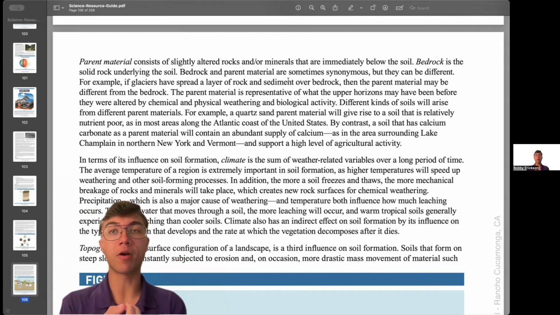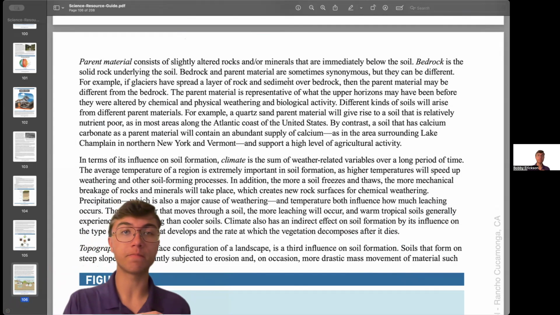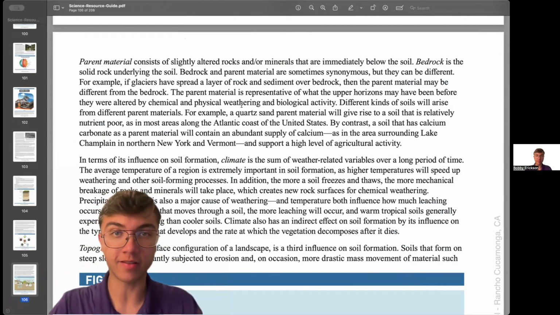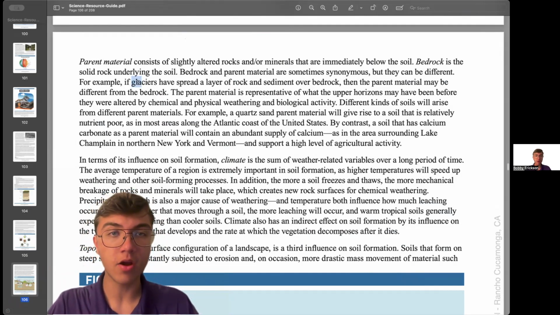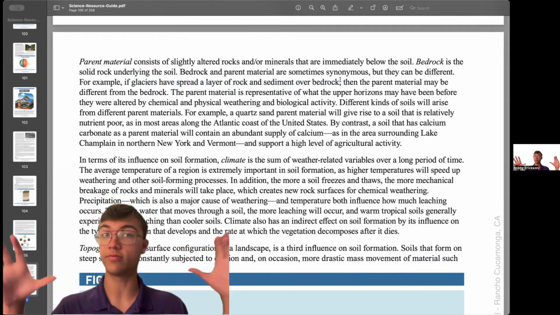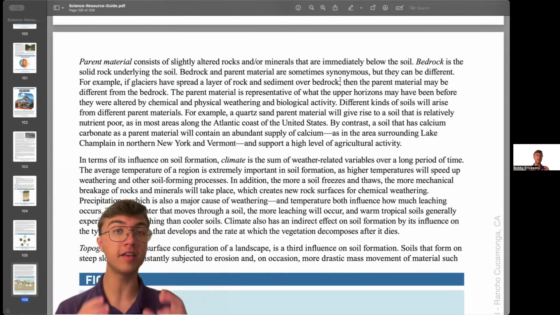So that bedrock can make up what the soils are made up of, but there are also other sources that the soil can get its parent material from, such as in this case that the packet outlines, which is that if glaciers have spread a layer of rock and sediment over the bedrock, so there's another layer of this sediment and rock that's above the bedrock but below the C horizon.